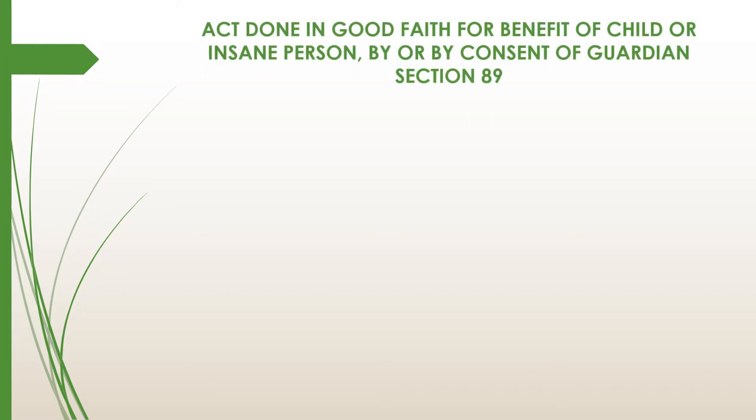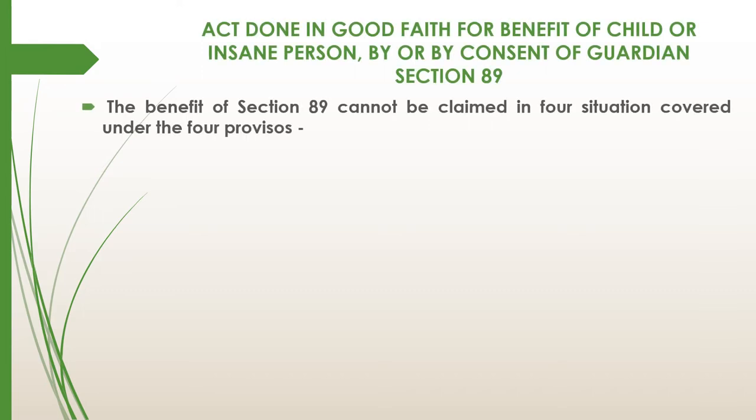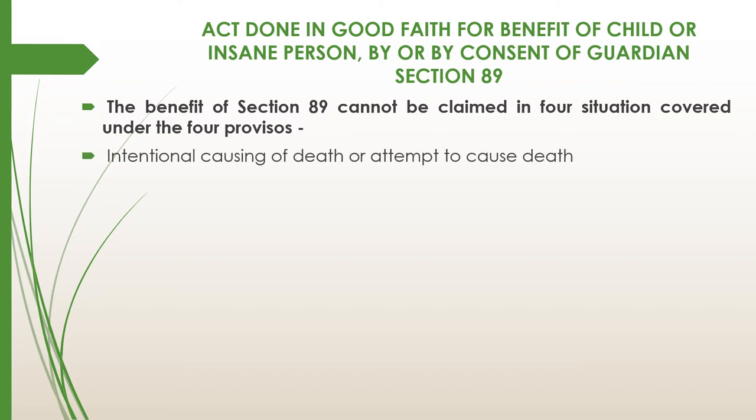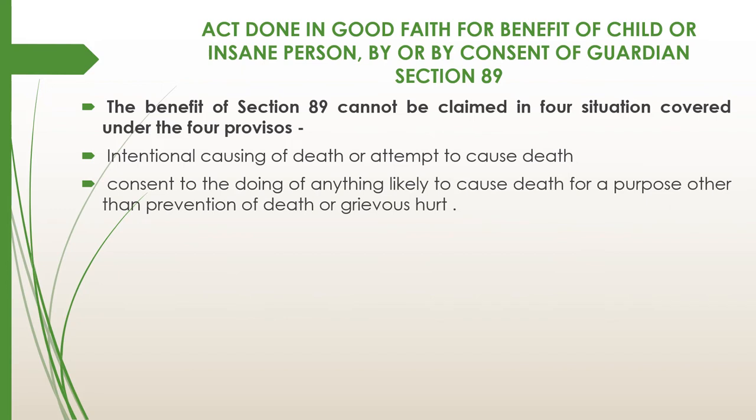Until and unless the act is done for the benefit of the child and insane person, it is allowed. But it cannot be claimed in four situations covered under the four provisions. First, intentional causing of death or attempt to cause death. Second, consent to the doing of anything likely to cause death for a purpose other than prevention of death or grievous hurt.